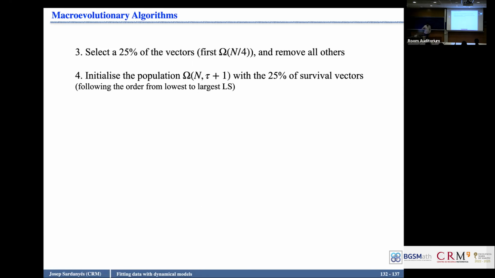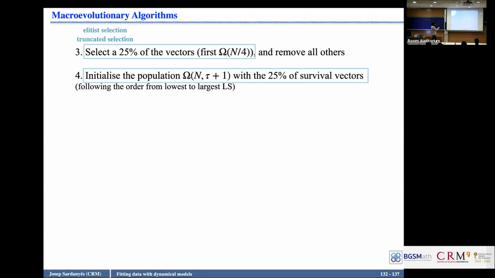And then at generation t plus 1, what I do is I have these better solutions, these better species, this 25%, and I have them in the population, and all the other sites are empty. So I am doing an elitist selection or truncated selection because I am selecting a percentage of the best ones.